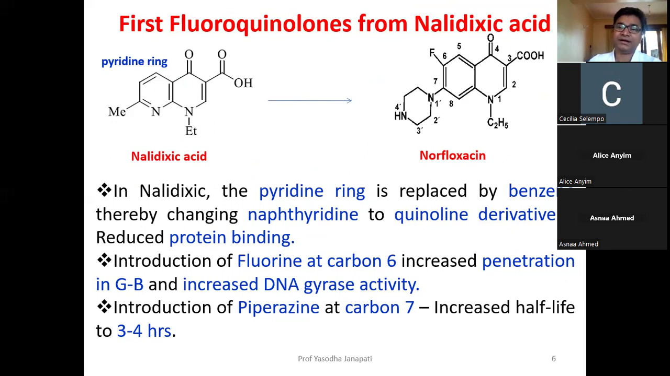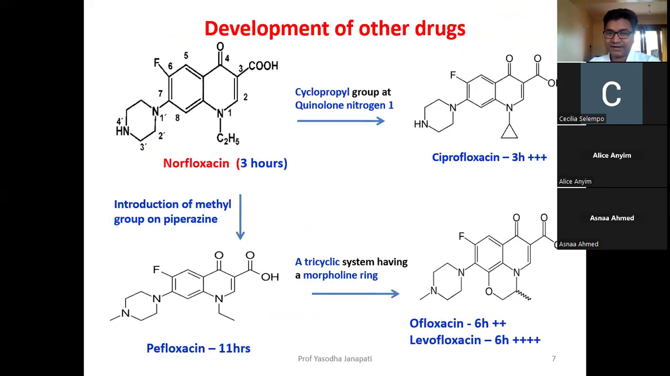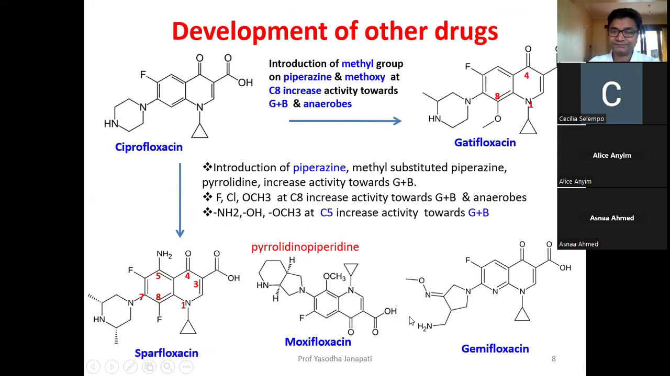Then nalidixic acid is converted to norfloxacin. What happened is that we got good activity: gram positive activity, gram negative also increased. Good half-life also increased. Norfloxacin to ciprofloxacin we studied, then even to pefloxacin, then ofloxacin. Then from ciprofloxacin, which is a second generation drug, we can see some of the third and fourth generation drugs which we got. So here, ciprofloxacin, you can see it, a lot of information we have given at the same time.